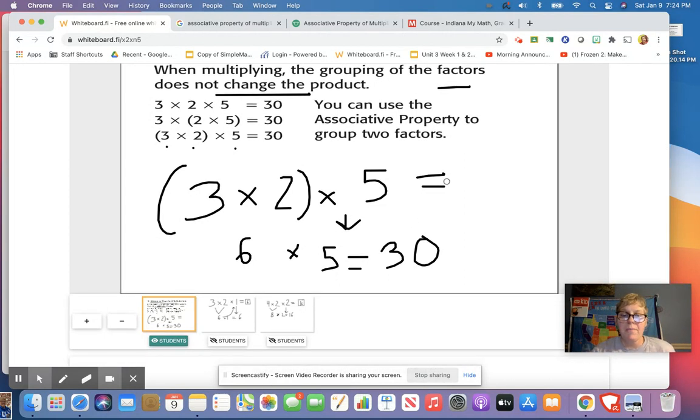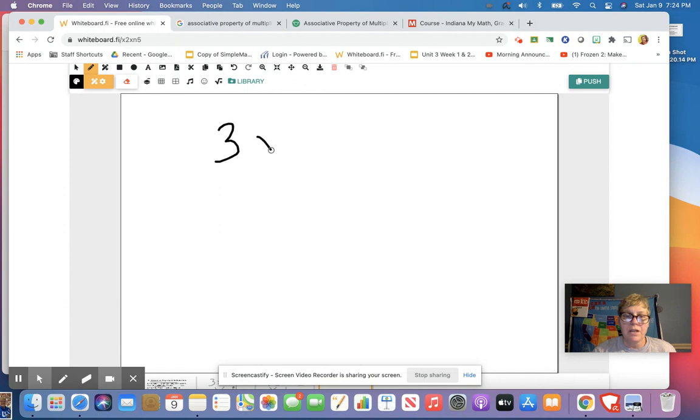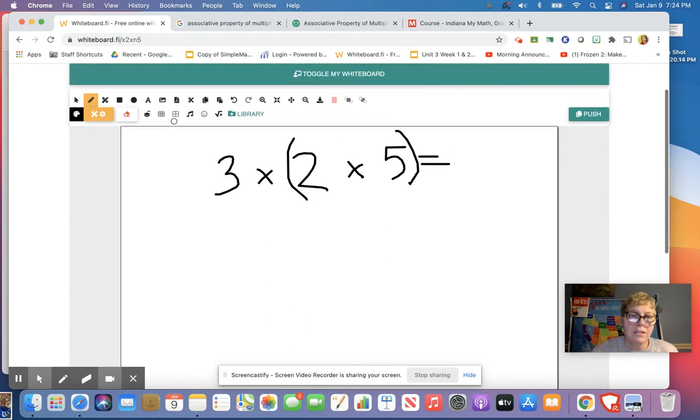So this time, I'm going to take 3 times 2 times 5 again. And instead of doing the 3 times 2 first, I'm going to do 2 times 5 first, because these are called parentheses.